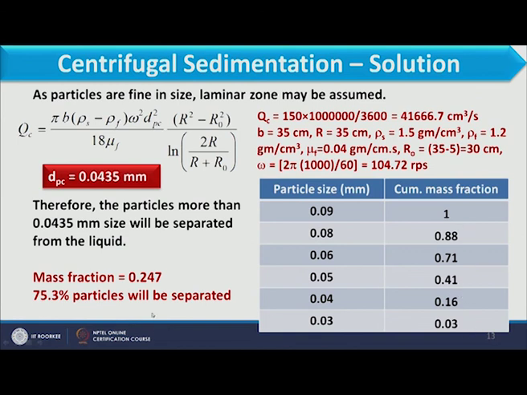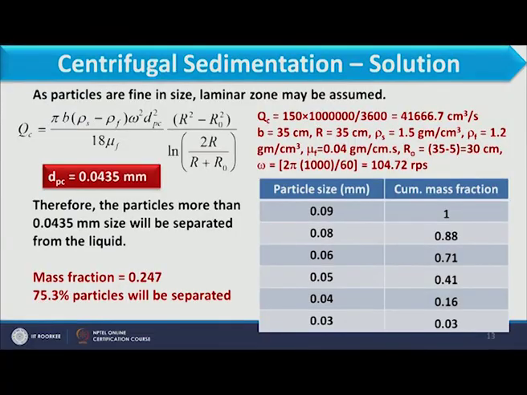So 0.247 will lie below Dpc. So 1 minus 0.247, into 100, that is 75.3% of particles will be separated because their size would be greater than the cut diameter which we have just calculated. So in this particular example 75.3% of particles will be separated. In this way we can derive the equation for centrifugal sedimentation, and we can use this for calculation purposes, to calculate how many particles are available, etc.